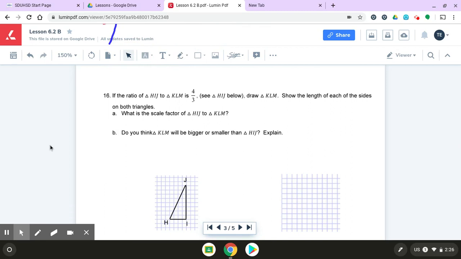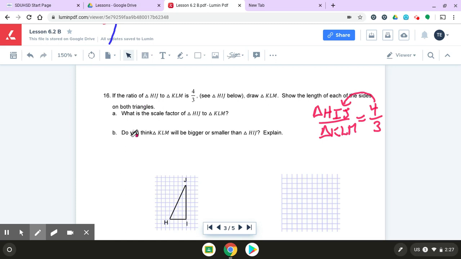If the ratio of triangle HIJ to KLM is 4/3, anytime I see that, I actually build the ratio. Triangle HIJ to triangle KLM is 4/3. Well, which one's the bigger triangle, HIJ or KLM? I see the 4 is with HIJ, so HIJ is actually the bigger triangle. So if I'm trying to make KLM, I know it's going to be smaller.